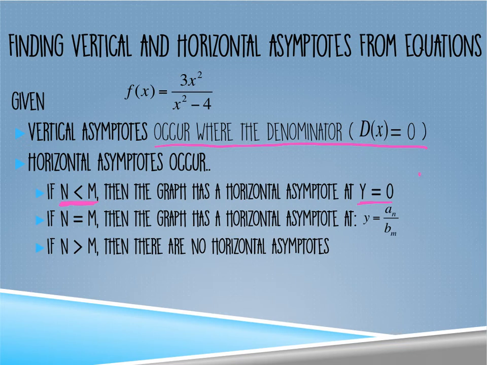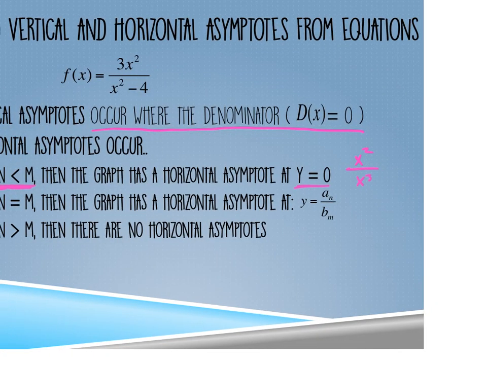So if we have x squared over x cubed, the degree of our numerator is 2, which is less than the degree of our denominator, which is 3. So our horizontal asymptote here would be y is equal to 0. So if we get less than, it's y is equal to 0.